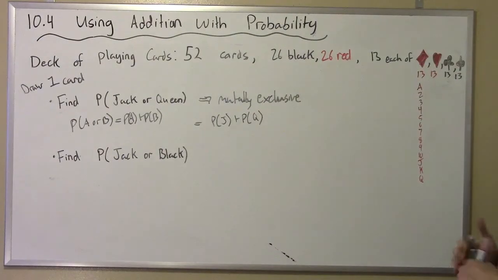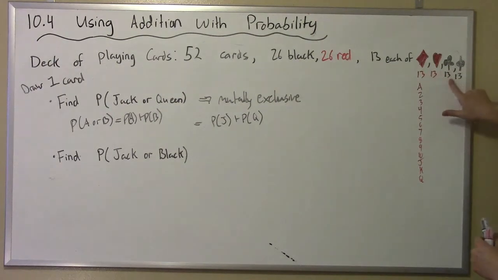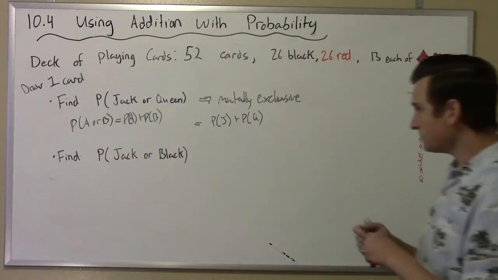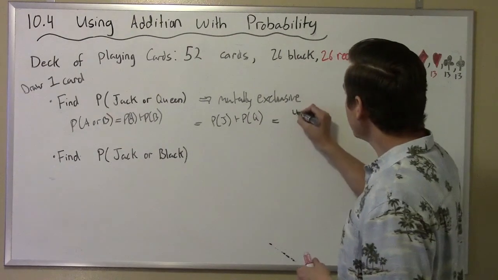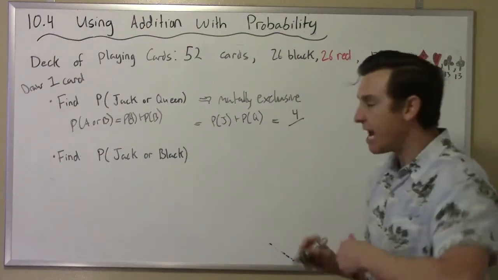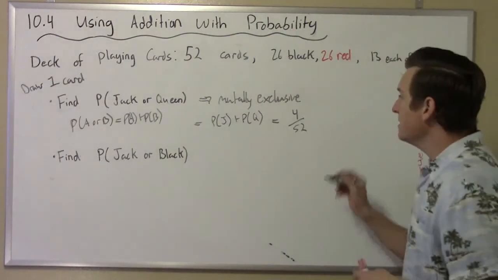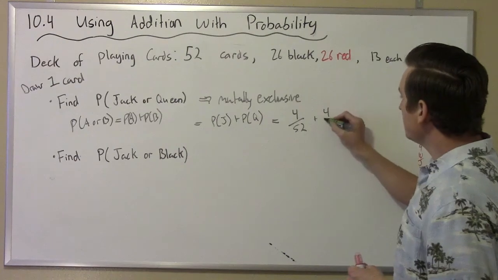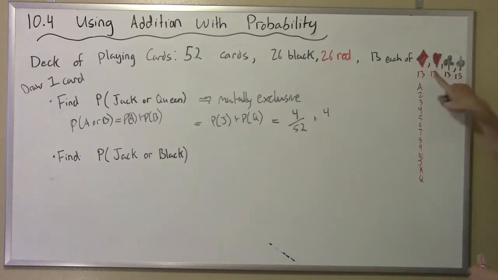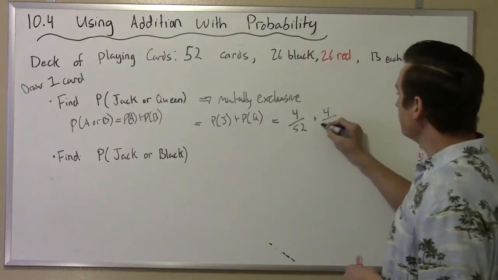So how many different ways are there to pull a jack? Well, there are 4 jacks, because there's a jack of diamonds, a jack of hearts, a jack of clubs, and a jack of spades. And there are 52 cards total. So there are 4 ways to pull a jack out of 52 total cards, okay? But there are also 4 ways to pull a queen, because there's a queen of diamonds, a queen of hearts, a queen of clubs, and a queen of spades out of 52 options.